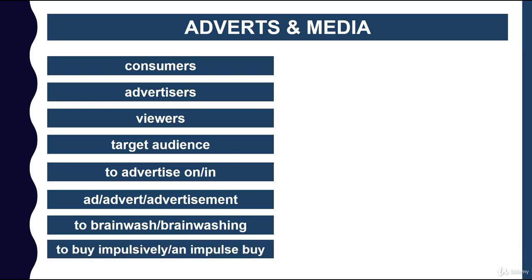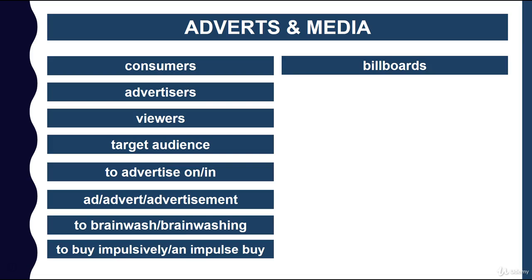You can buy something impulsively or have an impulse buy because you've seen an advert. So you've seen an advert and then you go and buy it, and you don't really want that product, but you bought it because of the advert. And so we say it's an impulse buy, or you've bought it impulsively.